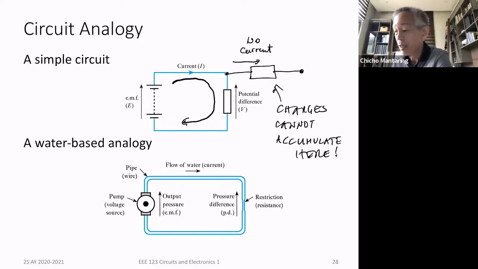So kailangan isara natin yung path so that there's current that will flow. So ngayon, magkakaroon ka na ng current dyan.